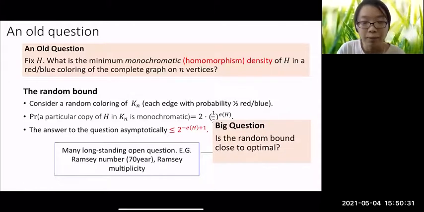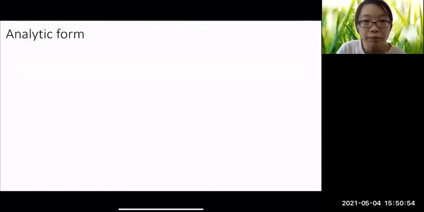These types of questions appear in many long-standing open questions in extremal combinatorics. For example, for estimating the Ramsey number for cliques, there's basically no big progress over the past 70 years. And the problem we just talked about is the Ramsey multiplicity question, which I'll introduce more in the following slides.